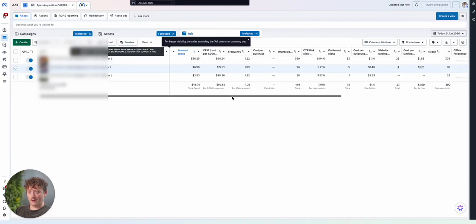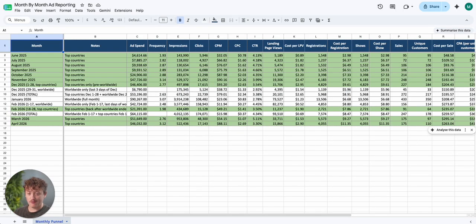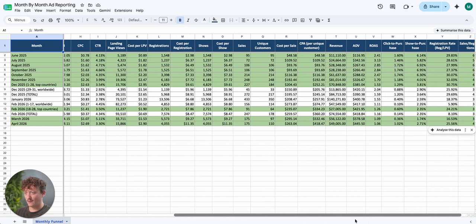Yeah, I would have thought that would be the better one, but it's obviously clearly not. But anyway, the point is, I'm really happy with how things are performing so far on this side. So here's our rough month-by-month ad reporting, just to give you a bit more perspective, so you can have a look at how this is roughly working.